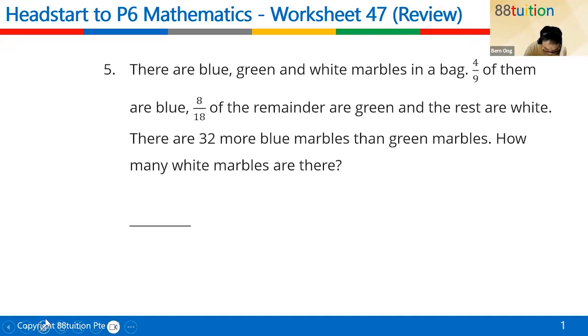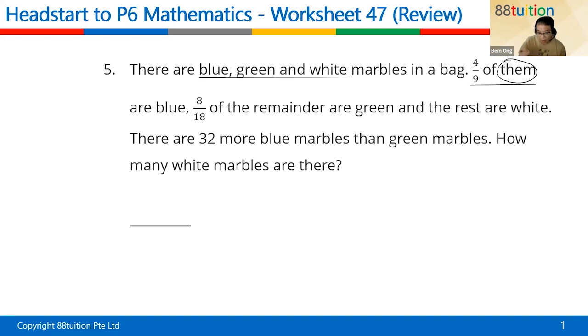Okay, come. So there are blue, green, and white marbles in the bag. 4 out of 9 of them, children. This "them" refers to who? This "them" actually refers to the total. The total consists of blue, green, and white. So every single word you must understand what it actually means.